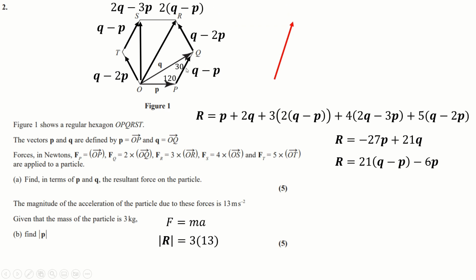We've got 21 lots of q minus p in this direction. And then we've got minus 6p, p of course goes here, so minus 6p goes in this direction. So this is kind of what r is made of, right? It's this and then this.